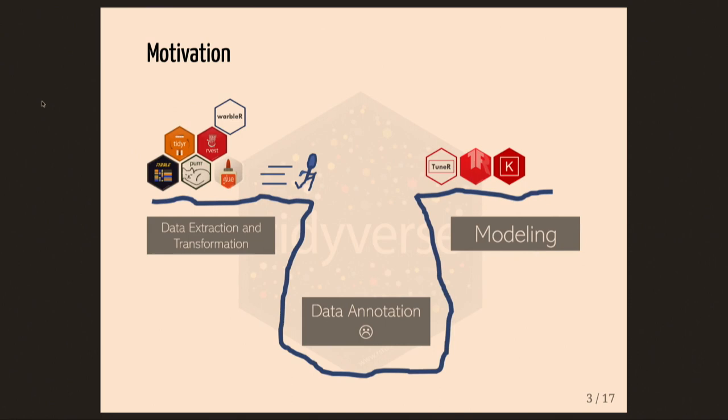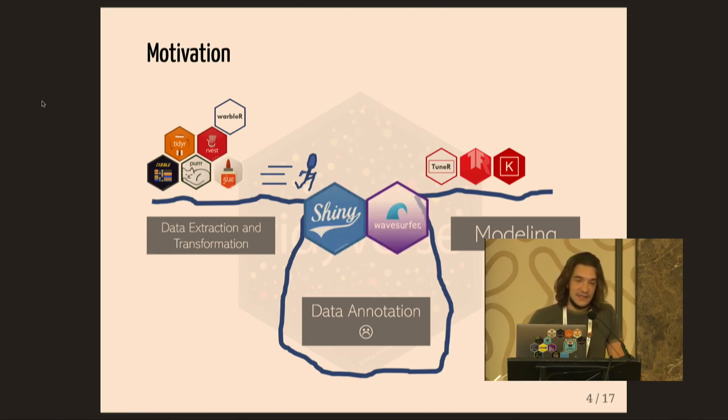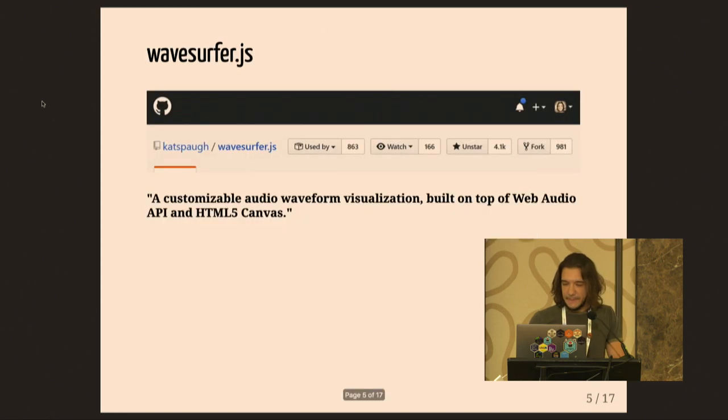One can split a machine learning project workflow in these three parts: data extraction, data annotation, and modeling. And I think that we are pretty well served in terms of tools in the data extraction and modeling. We have Warbler, which is an outstanding package for bioacoustics. You have all the Tidyverse ecosystem, Keras, TensorFlow, everything. But I had a really hard time labeling my data in R, annotating. So wavesurfer was an attempt to bridge this gap.